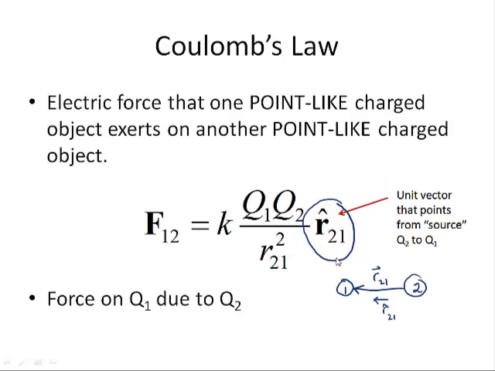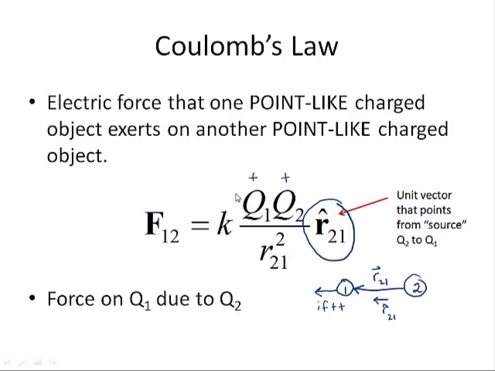So what is this R hat doing here? It doesn't actually change the value or the magnitude of the force. What it does is give us a way to express the direction of this force. So let's say that if charge Q1 is positive and charge Q2 is also positive, then this number will be a positive value, and therefore the force on Q1 due to Q2 will be in the same direction as R21. So that would mean that the force would be going this way, if this is positive.